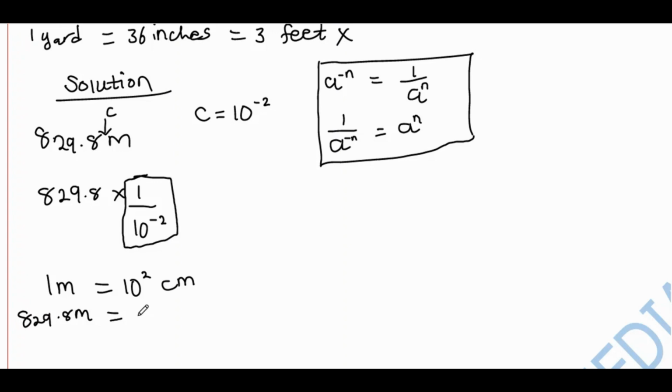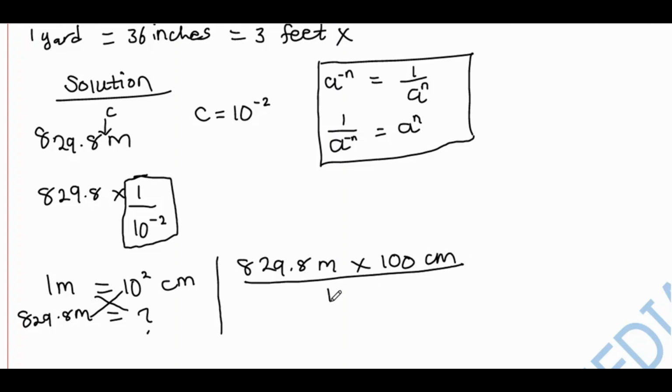Now, what about 829.8 meters? How many centimeters are they? We do the cross multiplication as we've been doing. This turns out to be 829.8 meters multiplied by 10 power 2, which is 100 centimeters, and then divided by 1 meter. So the units of meter cancel out, and the solution is 82,980 centimeters.